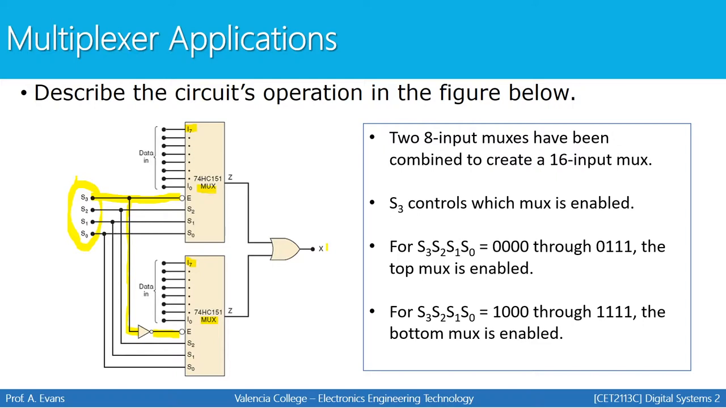So I have a way to take 16 individual inputs and use a multiplexer to select only one to go to the output, which is labeled as output X, at any point in time. So this is a way that we might cascade two MUXes together in order to be able to select from a wider range of inputs.